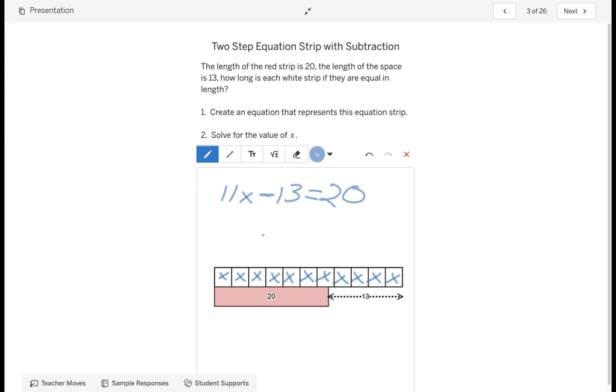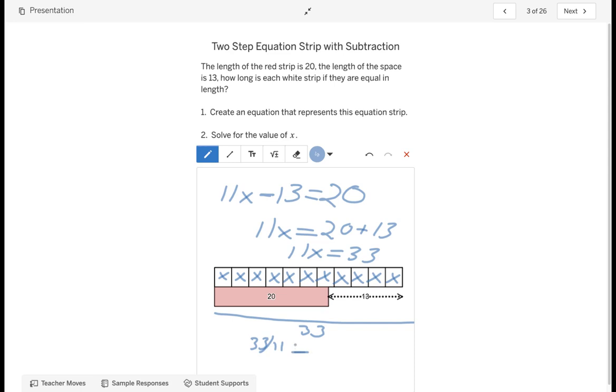So now we're going to solve. Now, when we're solving, we're saying, okay, well, what's the length of the full 11x? Full 11x would be equal to the 20 plus the 13, which means the 11x is equal to 33. And if the full length of this is 33, and we break that up into 11 sections, that would be 33 divided by 11, which would be equal to 3, which means that each x is equal to 3.